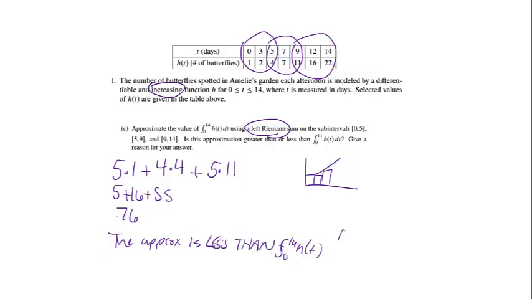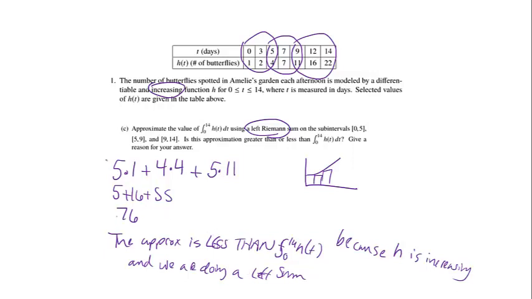And then we're going to give two reasons. It's going to be because h is increasing and we are doing a left sum. For those two reasons, because if you were doing a right sum, the approximation would be greater than. So we do want to mention both of those things.